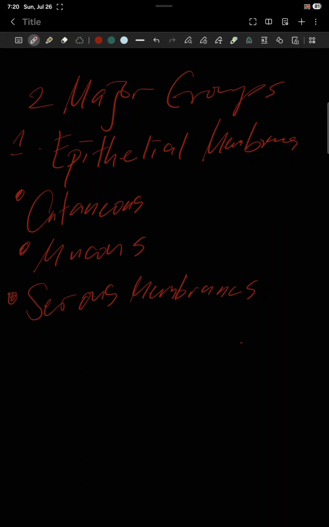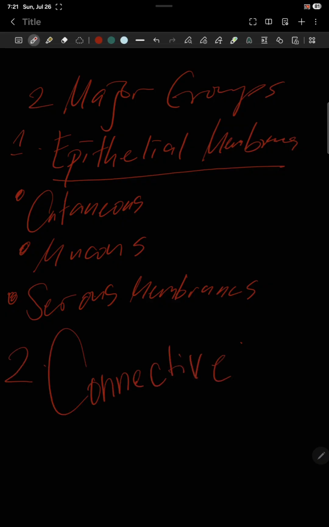Hello, we are going to talk about our integumentary system, which is our skin and body membrane. Here we have the two major groups of body membrane. Number one, we have the epithelial membrane, and number two, we have the connective tissue membrane. So number one, we have the epithelial membrane.